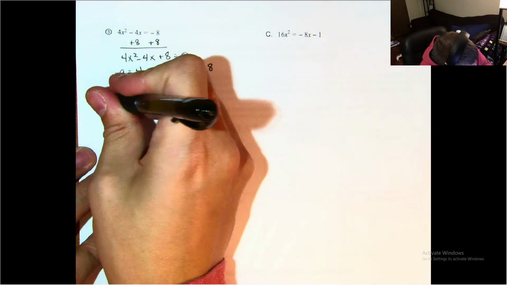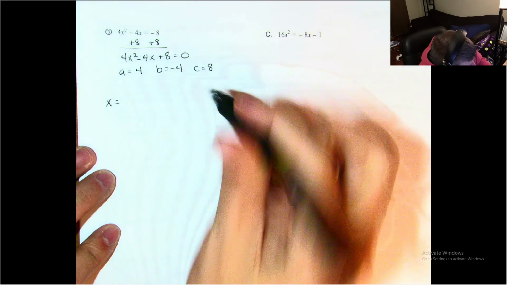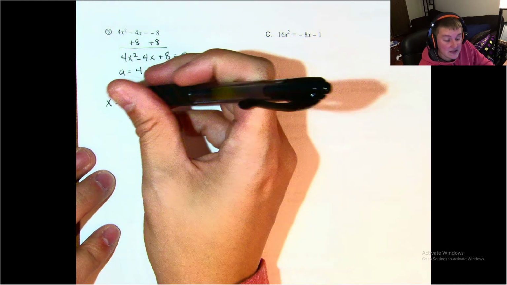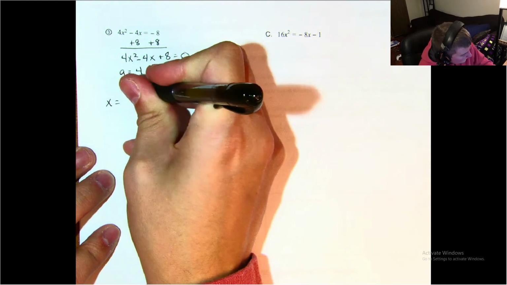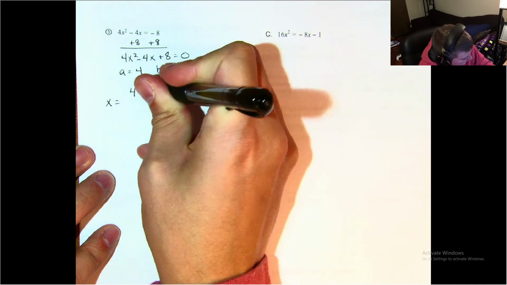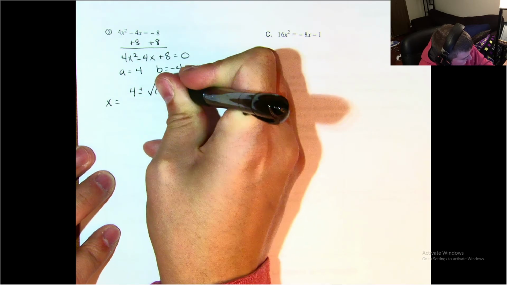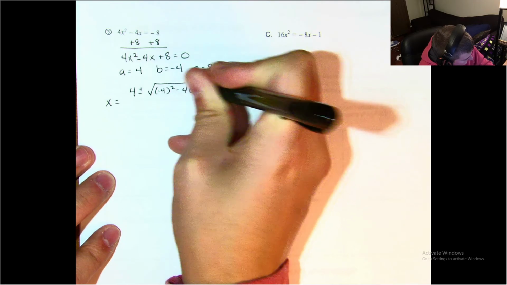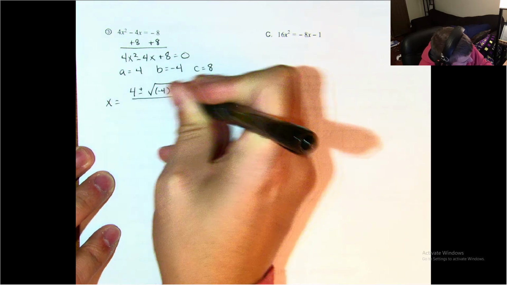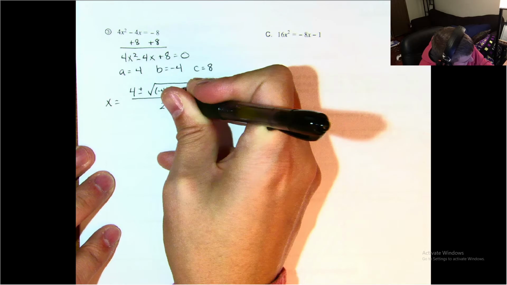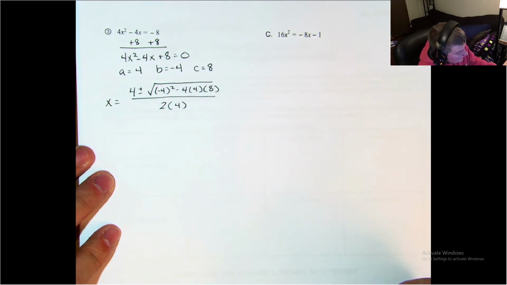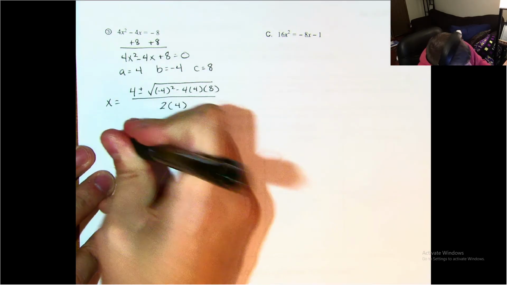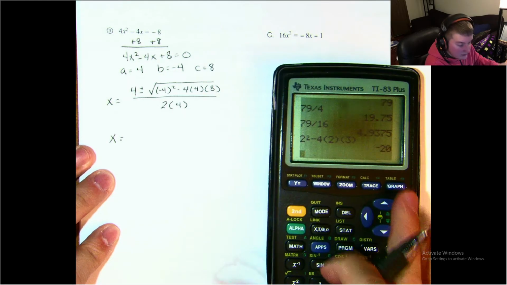So that means I'm going to get x is equal to the opposite of b. So the opposite of negative 4 is positive 4. Plus or minus the square root of b squared, minus 4 times a times c, all divided by 2 times a. Okay, so here I'm going to get x is equal to, well, let's go ahead and figure out what that discriminant is.